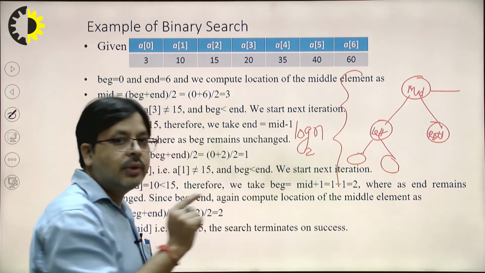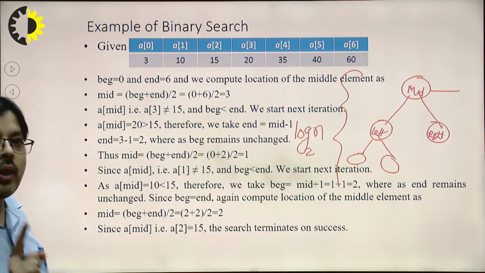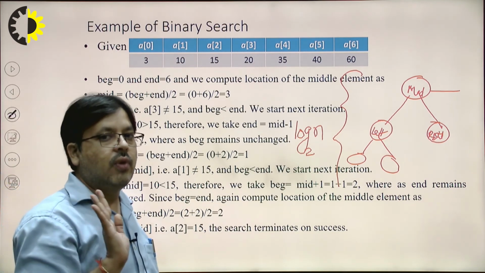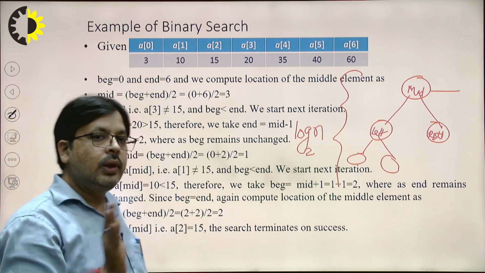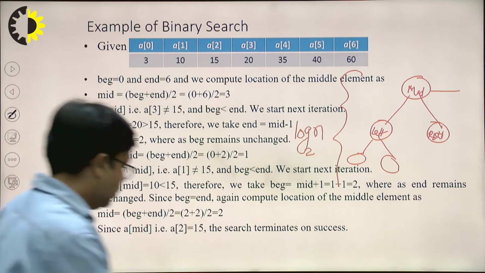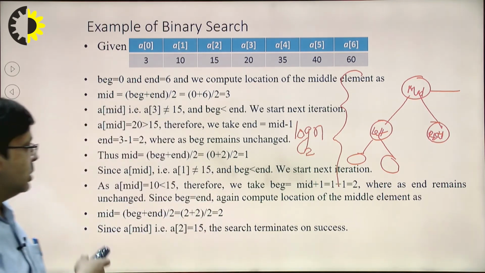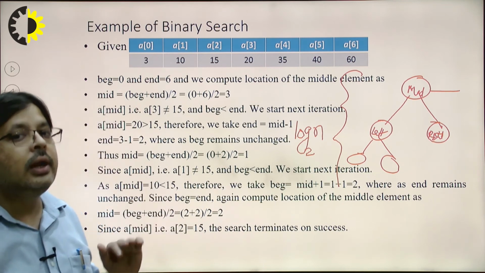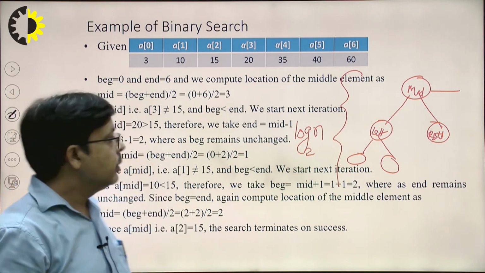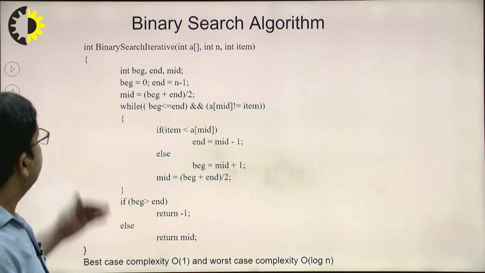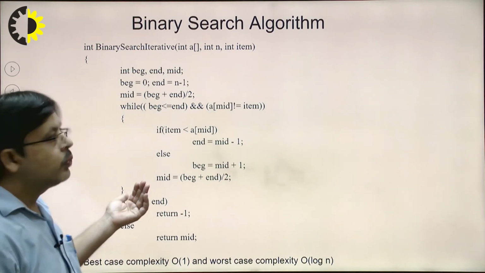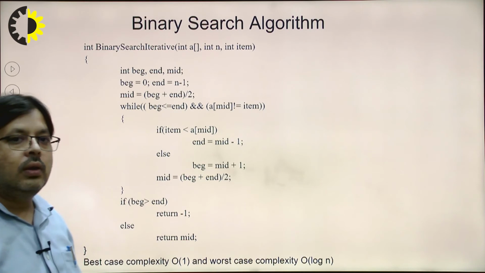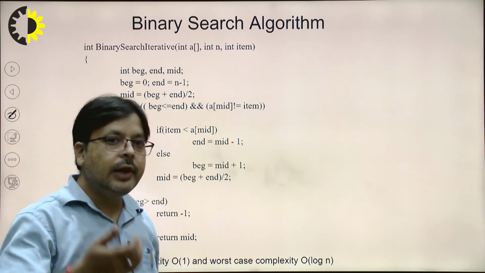So the maximum number of comparisons you can perform is log n. After that you will get the result. So this is the whole procedure of binary search. This is the technical difference between linear search and binary search, right? So this is the procedure, how the theoretical algorithm will perform in the C language, right?